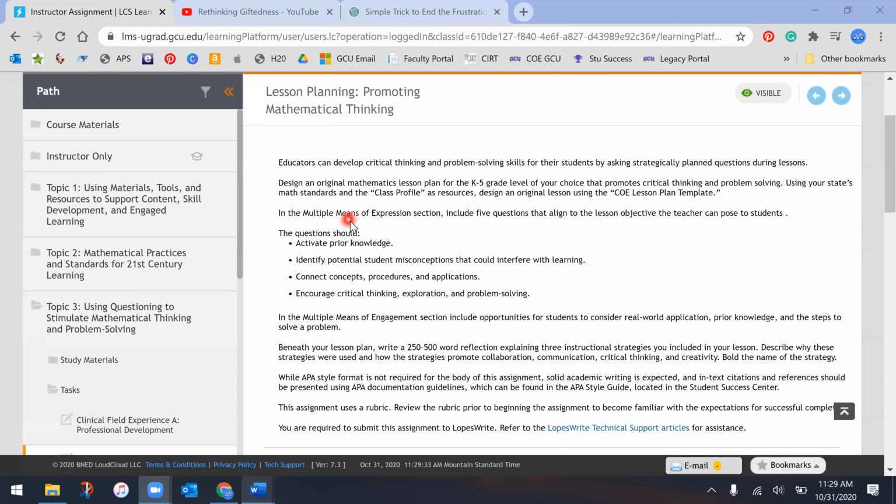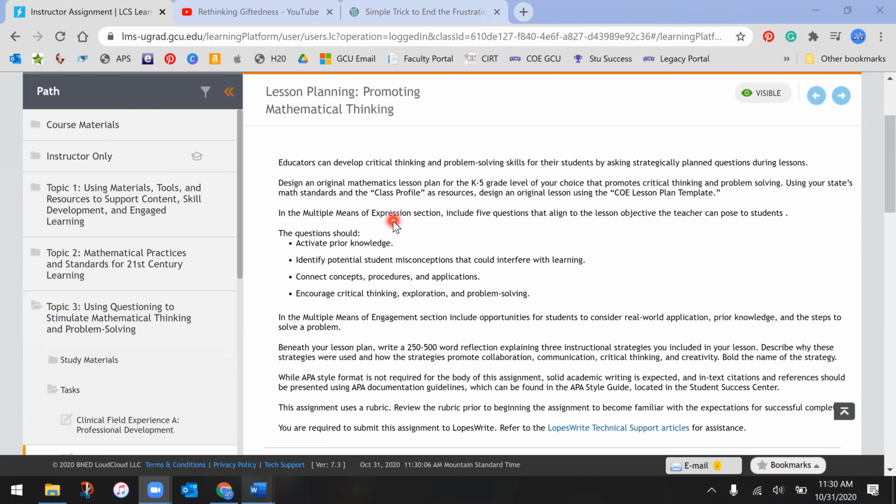But in the multiple means of expression section, you want to include 5 questions that align to your lesson objective that the teacher can pose for the students. Those questions should be activating prior knowledge, identifying student misconceptions, and connecting concepts, procedures, or applications, and they should encourage critical thinking, exploration, and problem solving. So, in addition to writing your main lesson plan, make sure you include 5 questions in that multiple means of expression section.